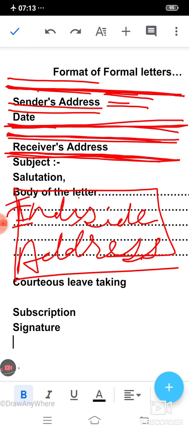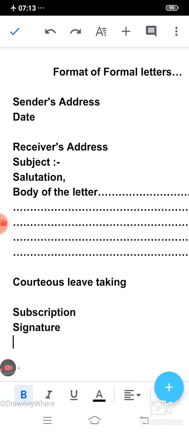After the receiver's address we write the subject. In the subject we mention the purpose of writing the letter. It is written in one or two lines. So it can be written in a single line, and if the subject matter is a little longer, it can be written in two lines also.